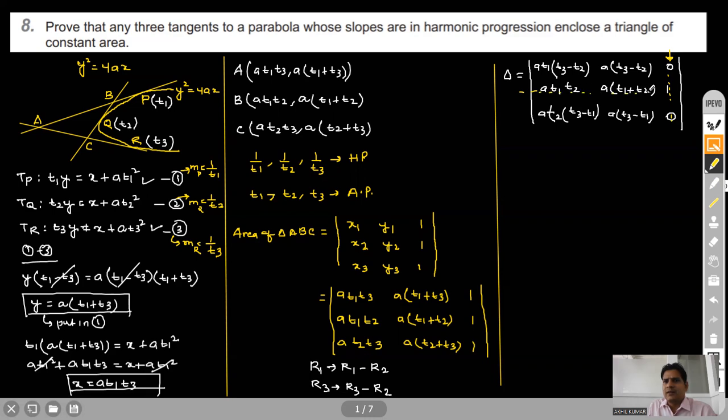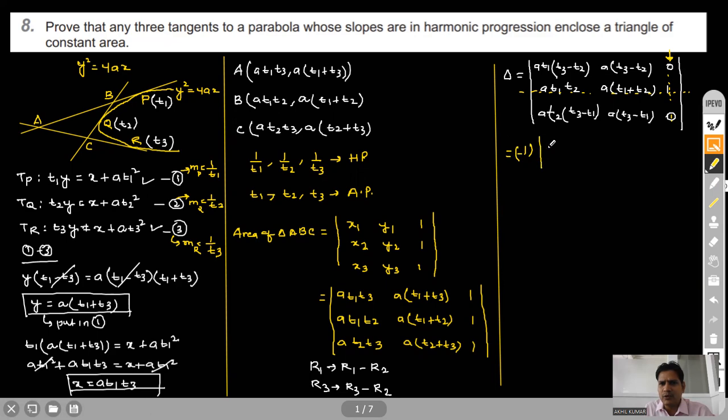If we expand it on the third column, this will come out to be 0 into some 2 by 2 matrix, which will be cancelled out since we are multiplying by 0. And this minus 1, what is its position? It is in the second row and third column. So minus 1 will be there.